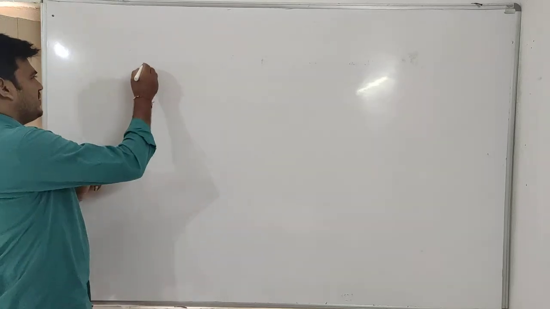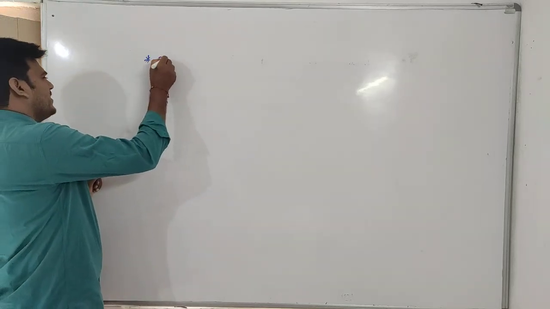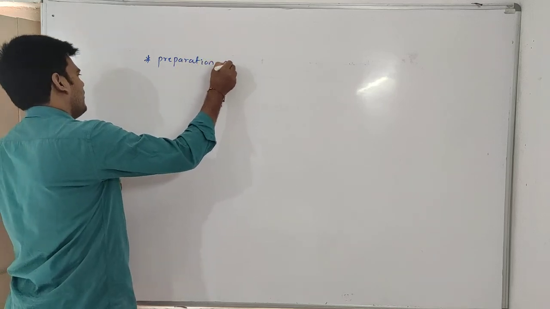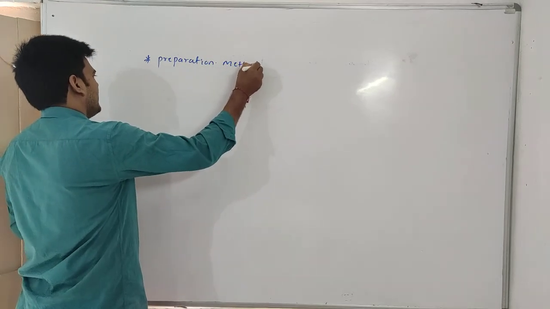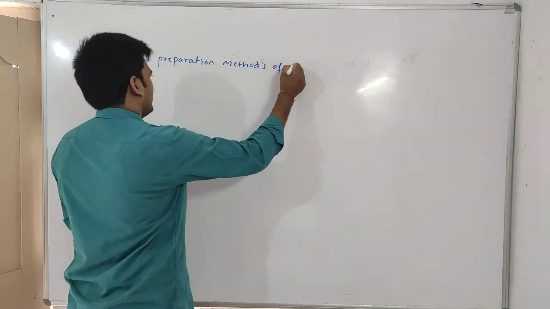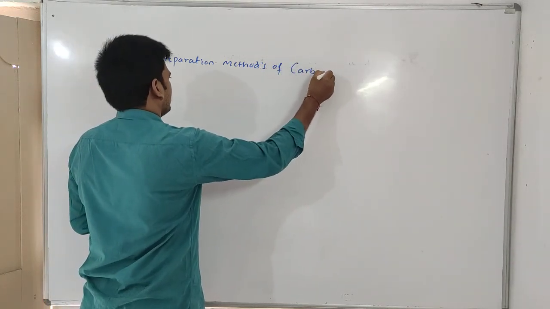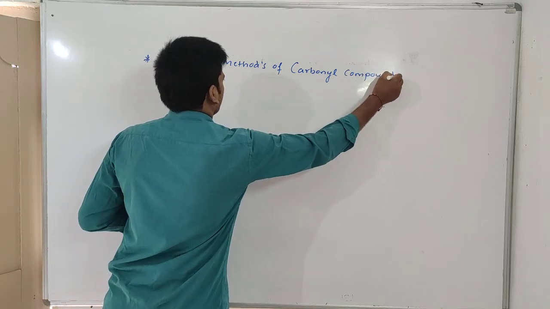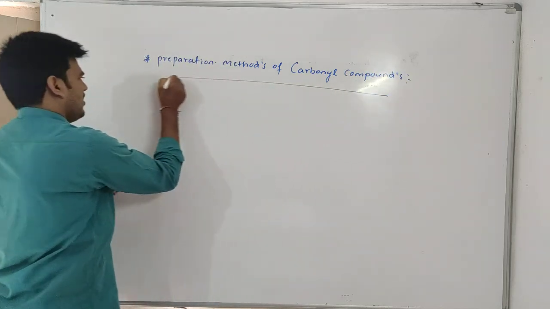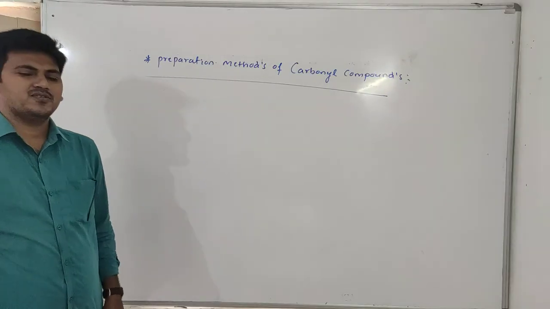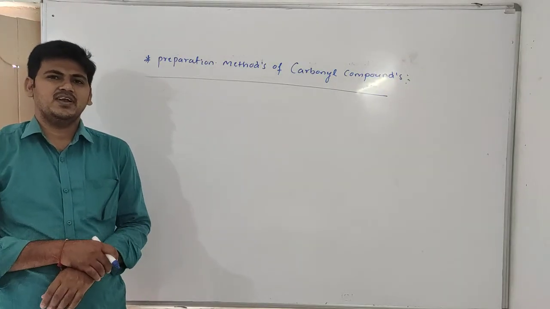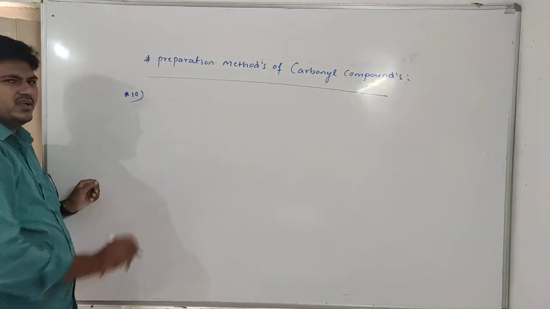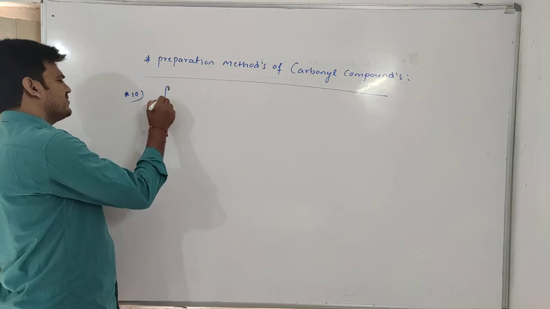And next, preparation methods of carbonyl compounds. The main carbonyl compounds are aldehydes and ketones. Already 9 methods are completed in the previous class. Next one, the 10th method: from carboxylic acids.